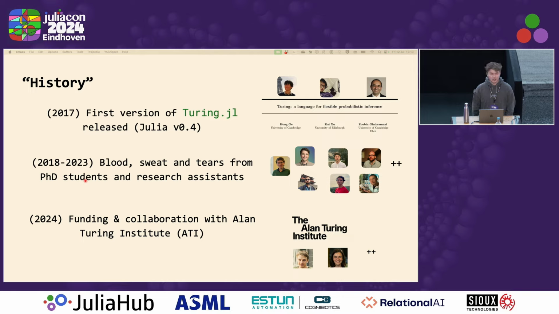We started out with Turing.jl in Julia 0.4. That was very, very different days. I joined when it was Julia 0.6, which is still very, very different from what it is today. That was happening in 2017, and this was the publication with Kai Xu, Hong Ge, and Zoubin Ghahramani. And over the past 5-6 years, there's been a lot of blood, sweat, and tears from PhD students, research assistants, and so on.